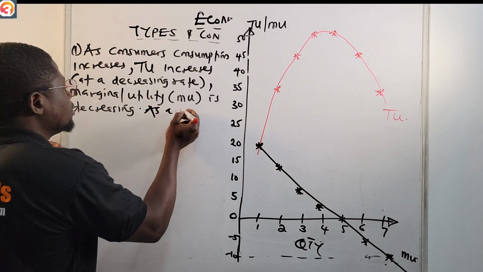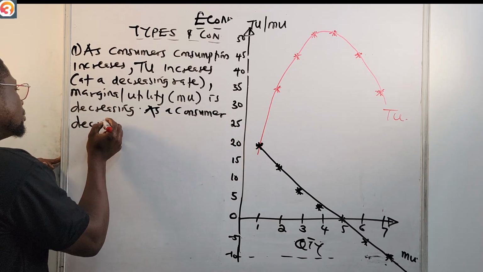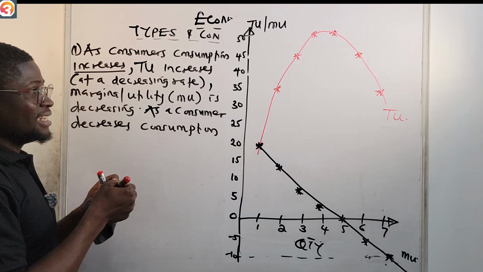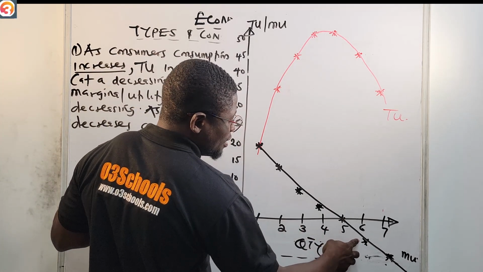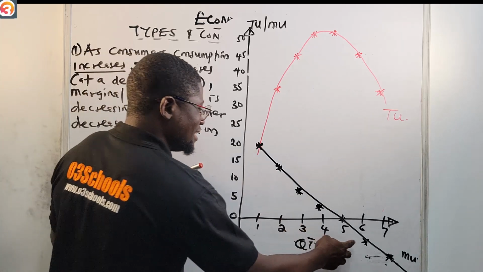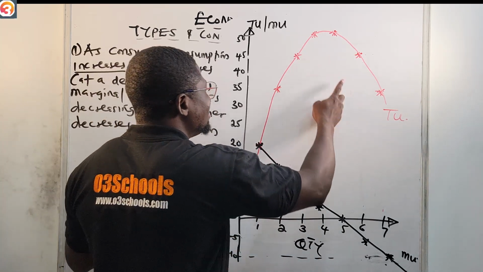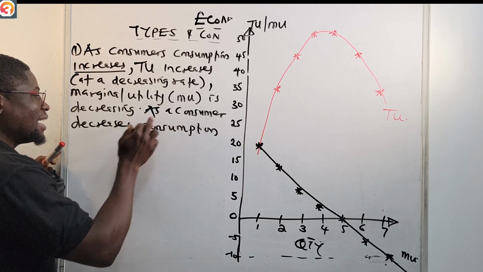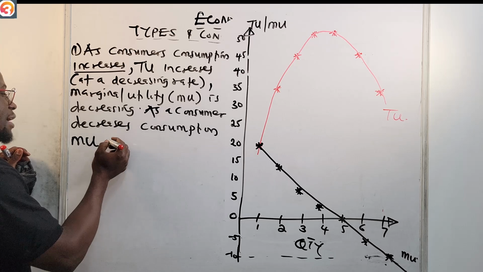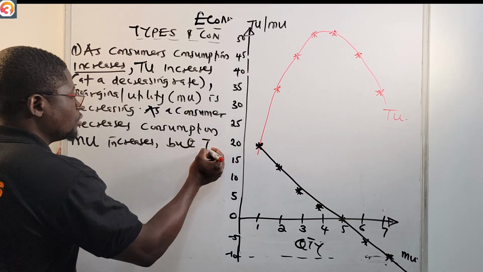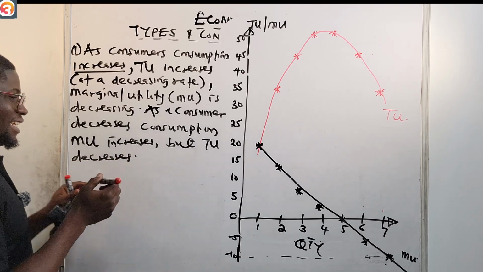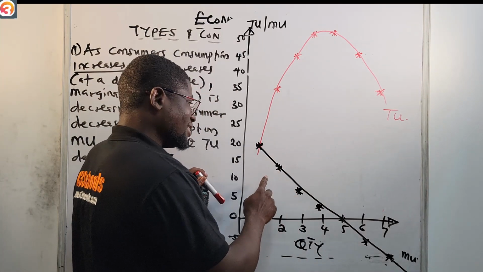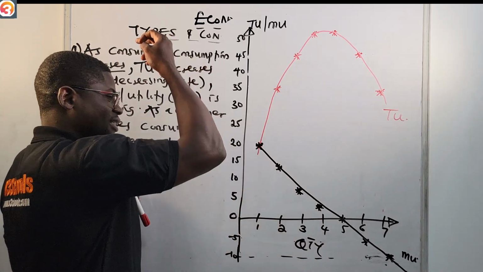Now, this first part is increases. As a consumer decreases consumption, what do you notice? As he's decreasing consumption, what's happening? Marginal utility is increasing, while total utility is decreasing. So as a consumer decreases consumption, marginal utility (MU) increases, but total utility (TU) decreases. It's as simple as ABC. As a consumer is decreasing his consumption, total utility will be decreasing, but marginal utility will be increasing, going upward. So it's as simple as that.